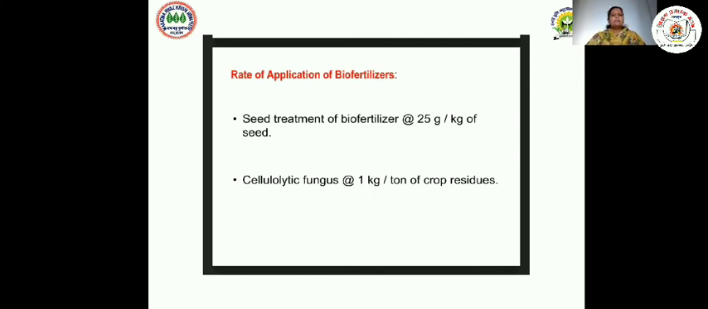Rate of application of biofertilizer is seed treatment of biofertilizer at 25 gram per kg of seed, and cellulitic fungus at the rate 1 kg per ton of the crop residues.